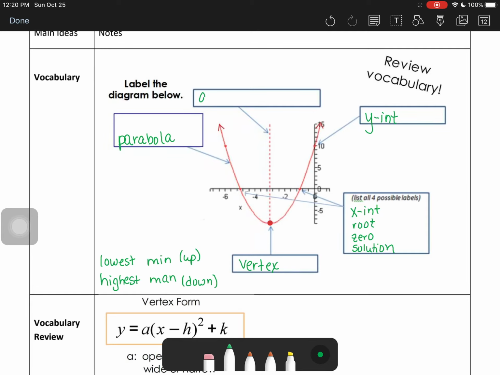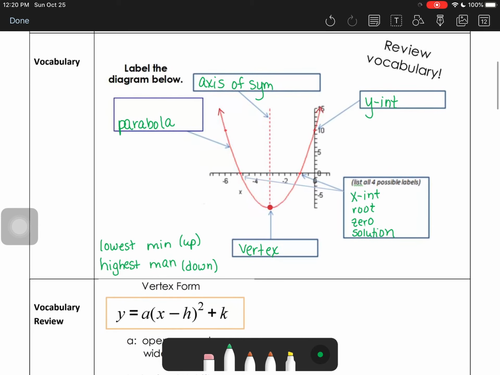And our axis or line of symmetry is what divides our parabola exactly in half. And remember that the left and the right side exactly match. They are mirror reflections of one another.